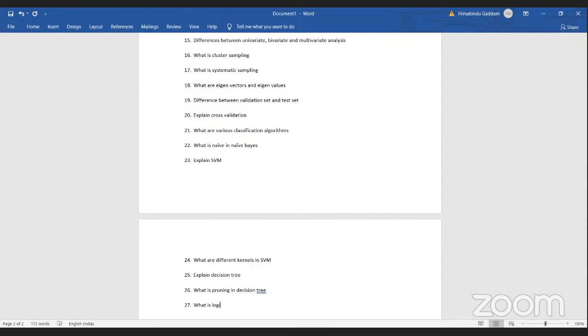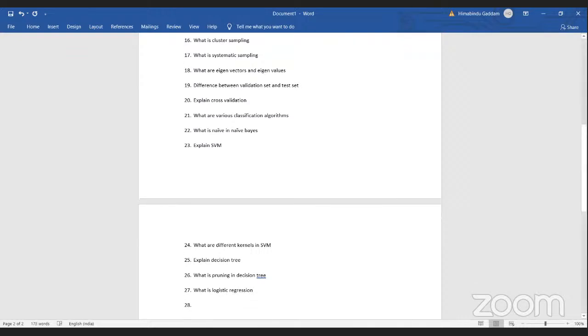What is logistic regression? Logistic regression, often referred to as the logit model, is a technique to predict the binary outcome from a linear combination of predictor variables.